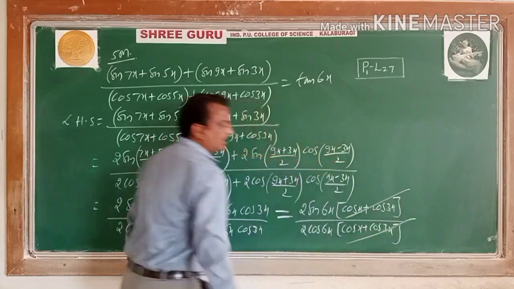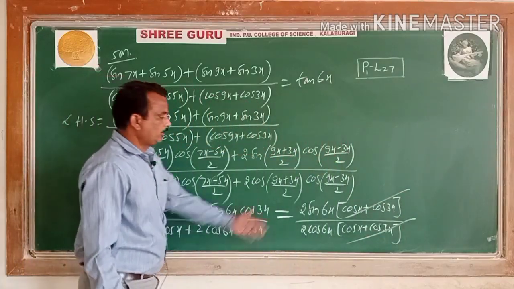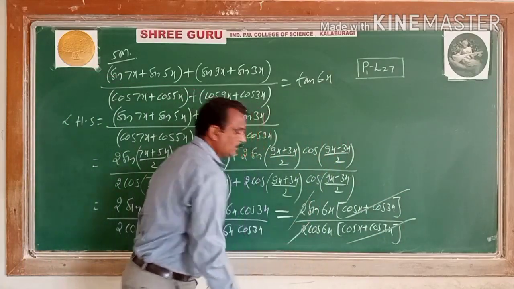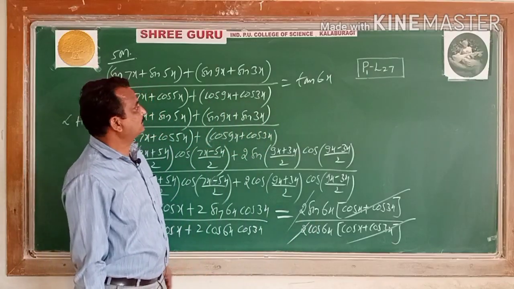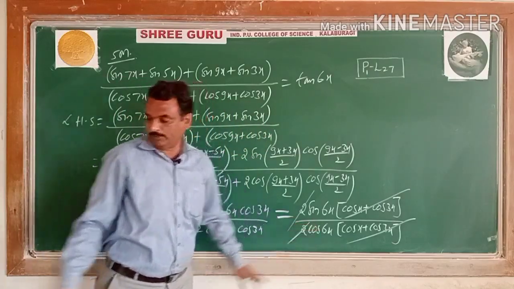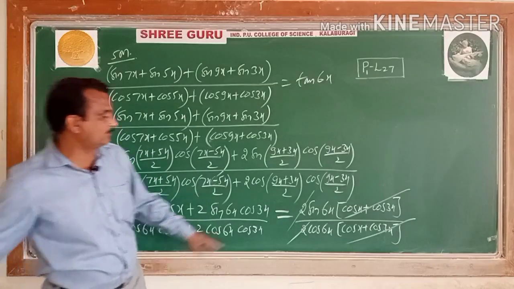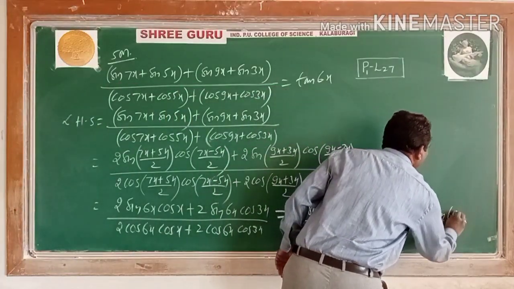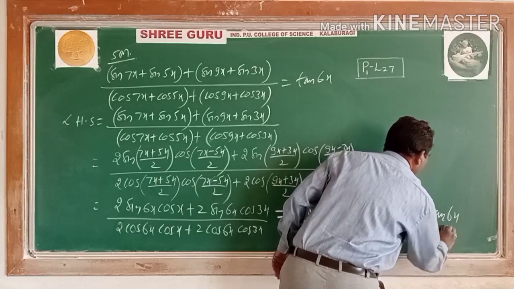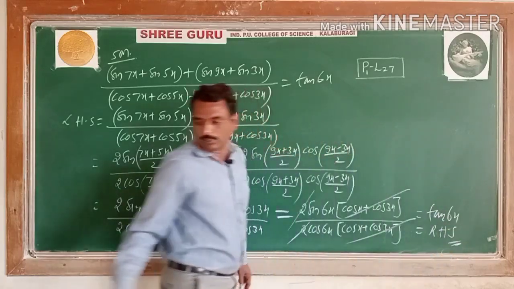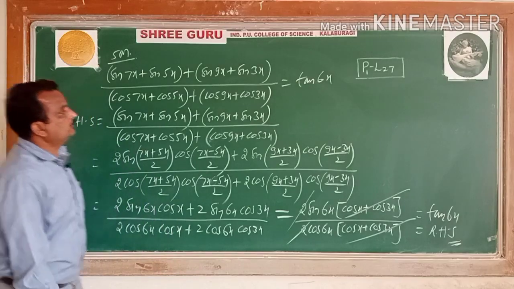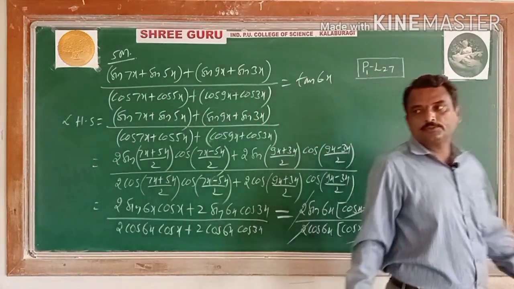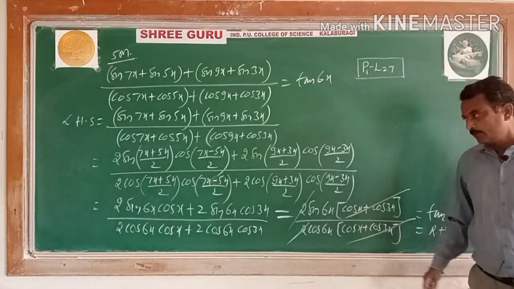Cos x plus cos 3x gets cancelled in both, and what remains here? Sin 6x by cos 6x. What is sin 6x by cos 6x? It is tan 6x. This is your RHS. So this is tan of 6x. This is your RHS, students.